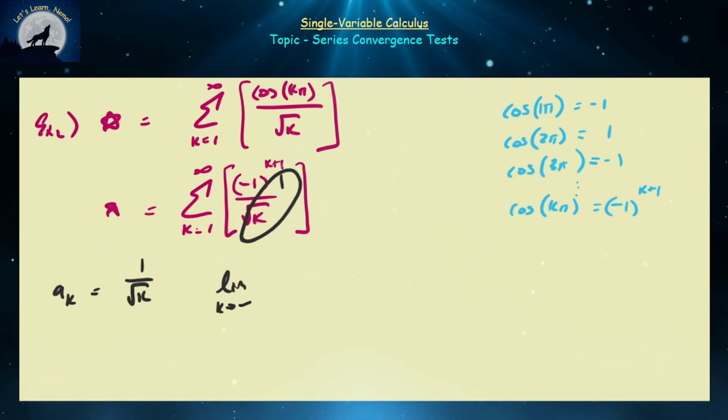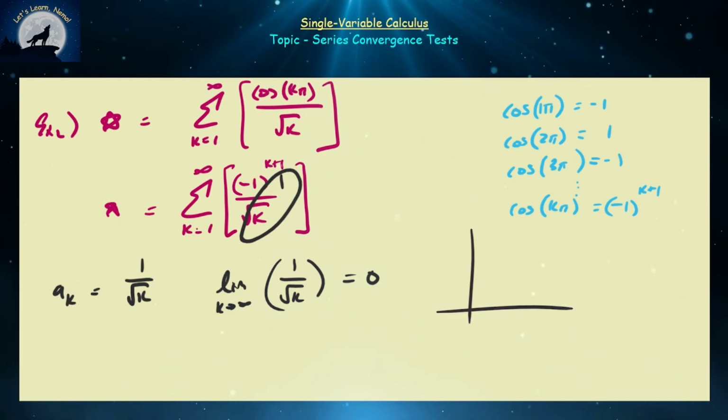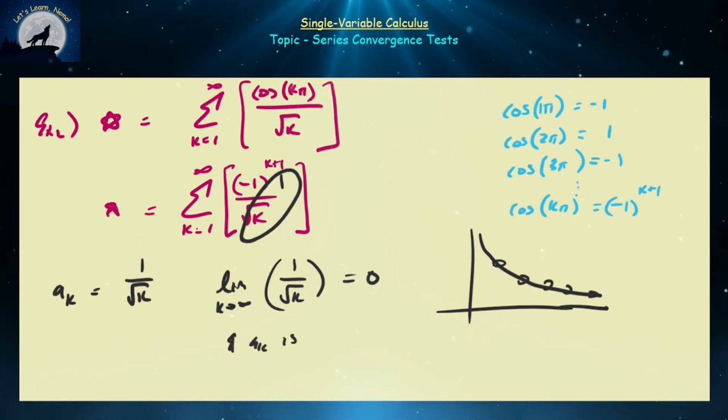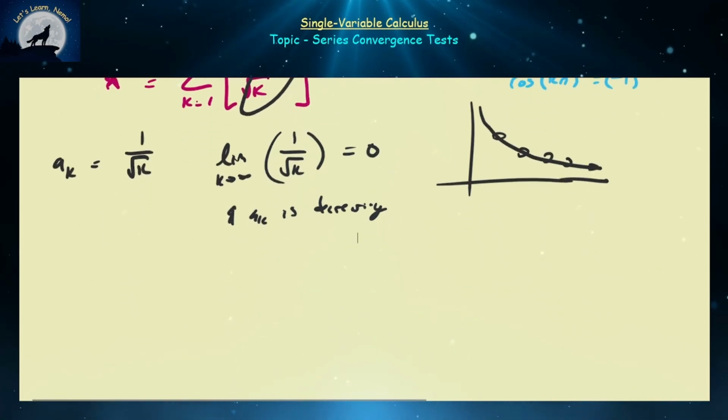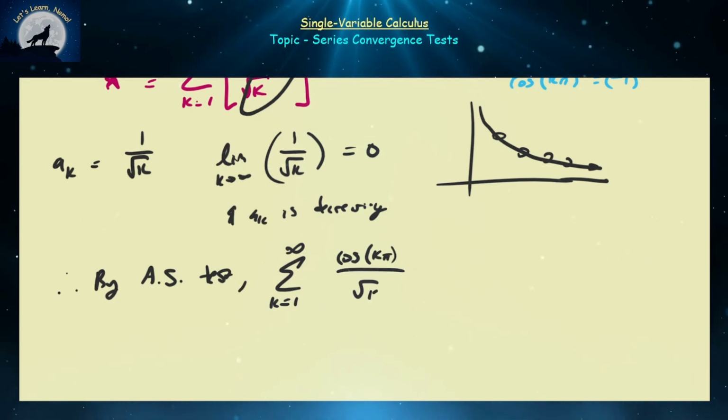And what do we know? Well, the limit as k goes to infinity of 1 over the square root of k is obviously going to be equal to 0. And we know that 1 over the square root of k is a rational function of some sort with a power of 1/2. So that obviously decays to 0, and it is decreasing, right? So this is converging to 0, and a_k is decreasing. So by the alternating series test, the sum from k equals 1 to infinity of cosine of k pi all over the square root of k converges.